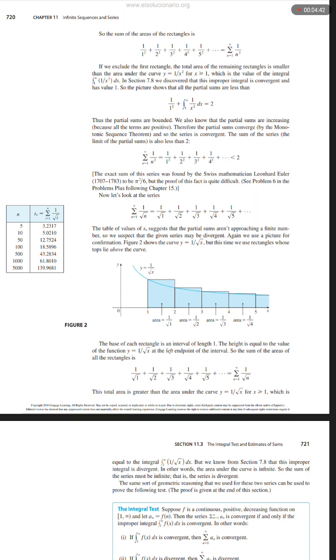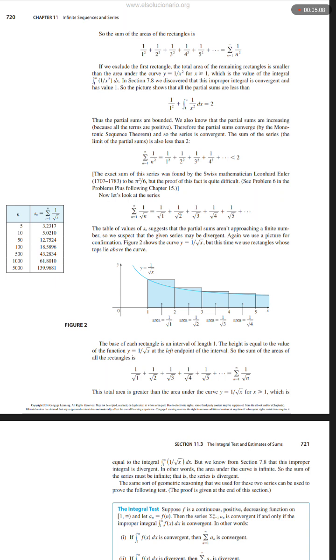Sidebar, see table: column n and column s sub n, where s sub n equals the sum from i equals 1 to n of 1 over the square root of i. Back to the text. The table of values of s sub n suggests that the partial sums aren't approaching a finite number, so we suspect that the given series may be divergent.